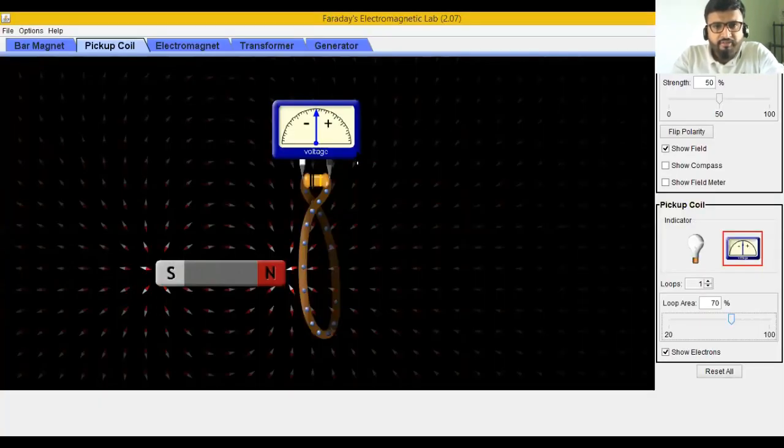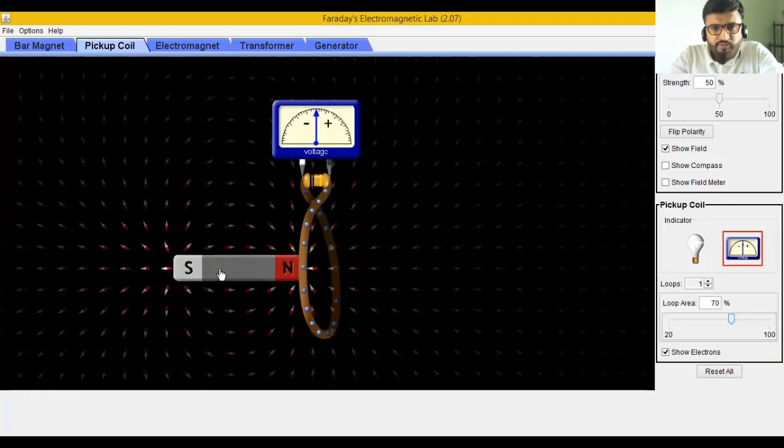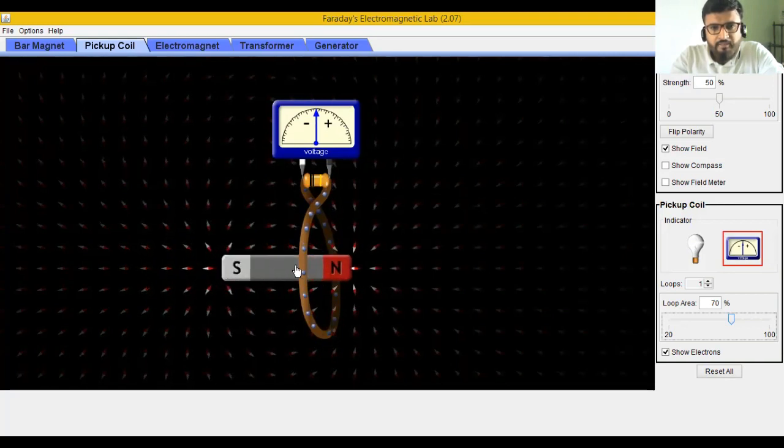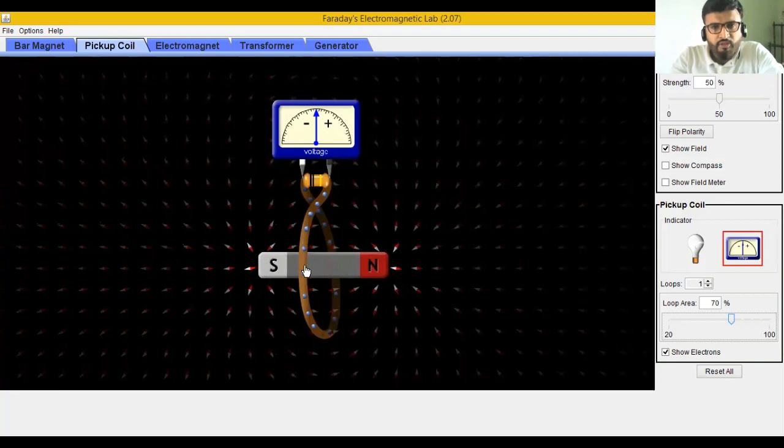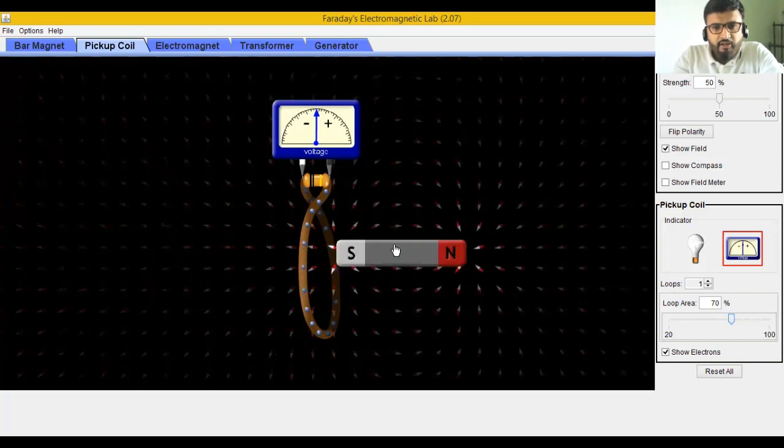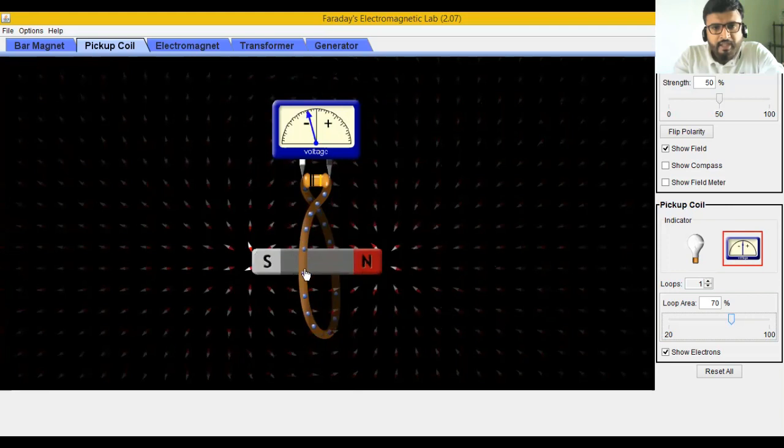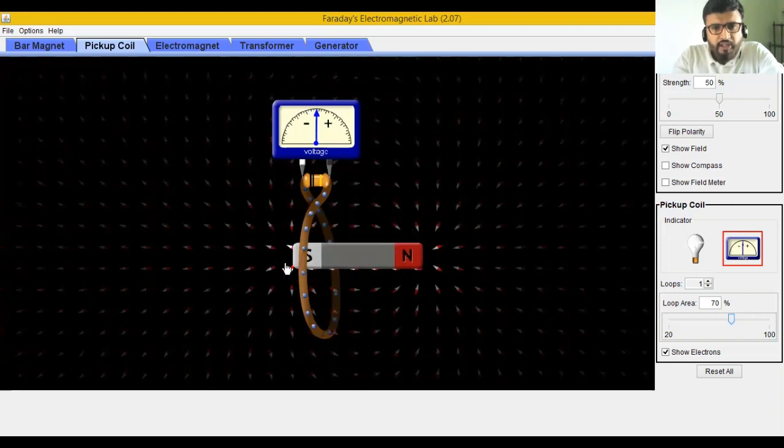Over here, I have a simulation which shows the apparatus used by Faraday in his experiment. As you can see, we have a magnet and a coil attached to a voltmeter. Note that if I slowly move the coil over the magnet, or the magnet into the coil, no deflection is observed. However, when we change the magnetic field in a fast manner, or the magnetic field changes rapidly, the deflection is observed on the galvanometer.